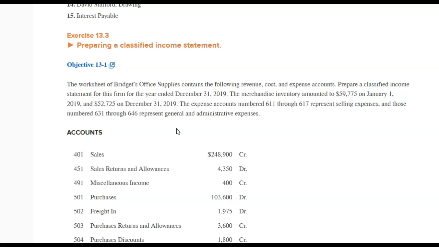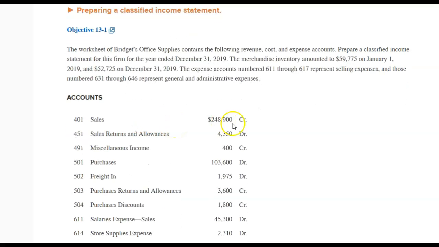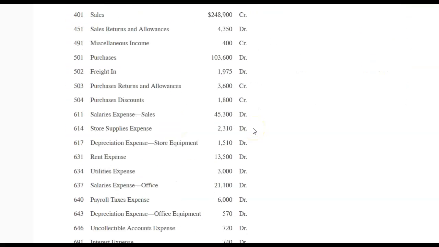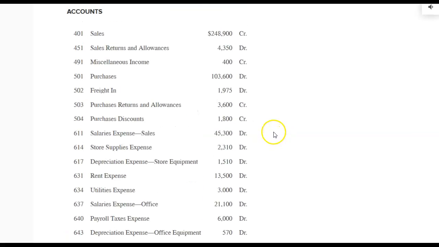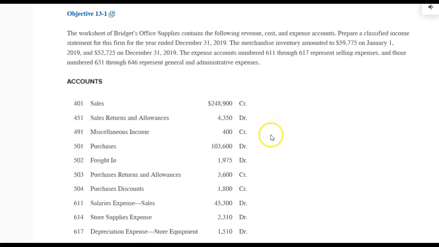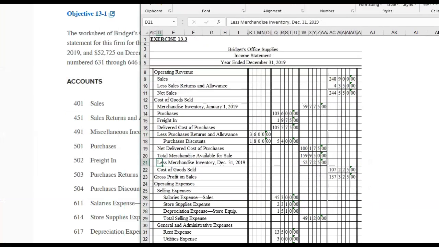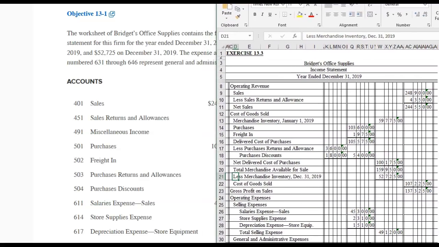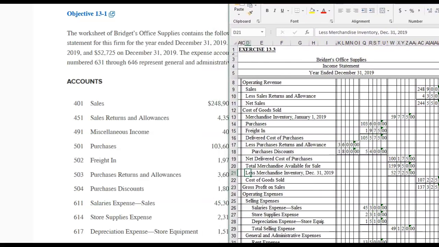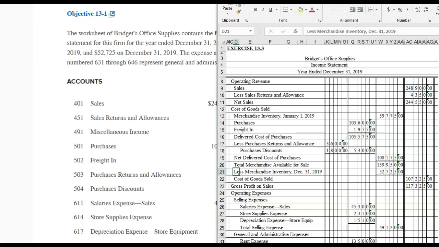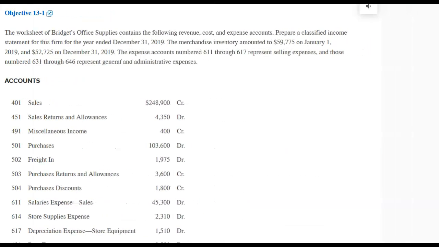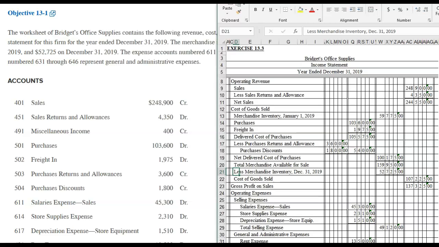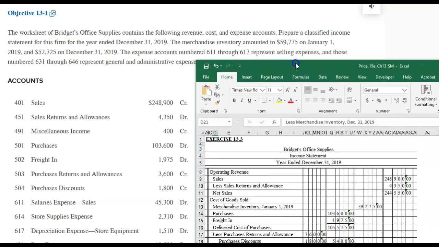13.3, prepare a classified income statement. Okay, so they want us to make an income statement, which is pretty complex using all these accounts. All right, so let's take a look at this. I'm not sure what I gave you for work on that. If I gave you a blank balance sheet or what. What I'm going to do is pull it up here on the side. Bridget's income statement. Move this over. Put this next to it. Okay, we've got operating revenue.